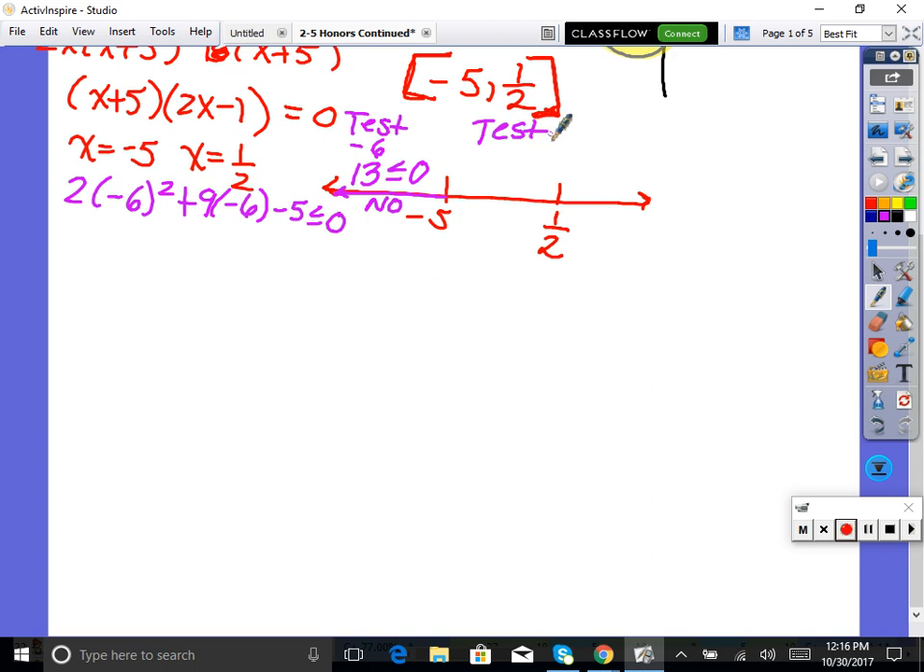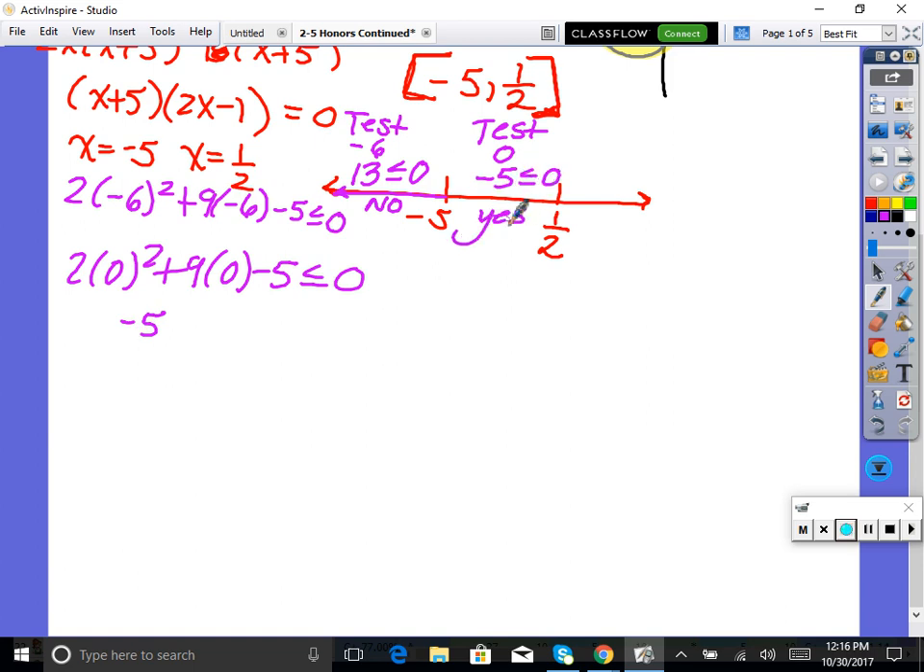I don't know what's an easy value. 0. Let's plug in 0. So everybody look. 2 times 0 squared plus 9 times 0 minus 5. Is that less than or equal to 0? Is negative 5 less than or equal to 0? So yes, this gets to come in our solution set.